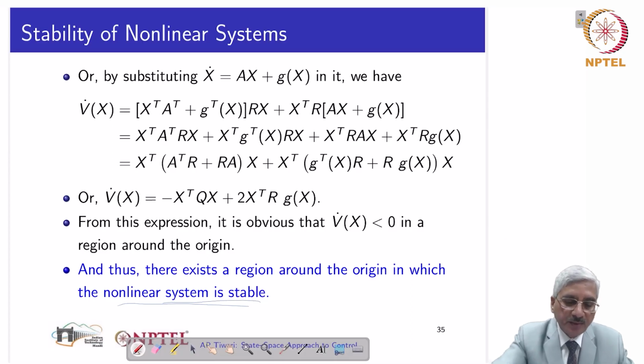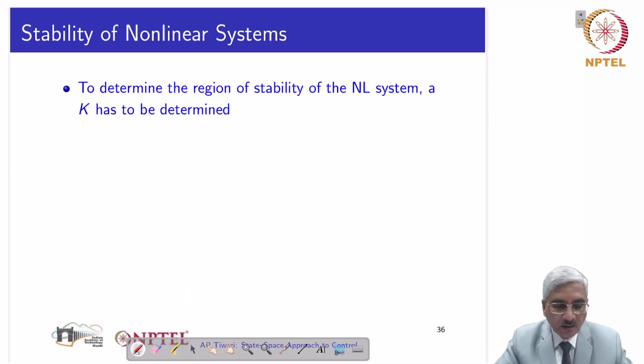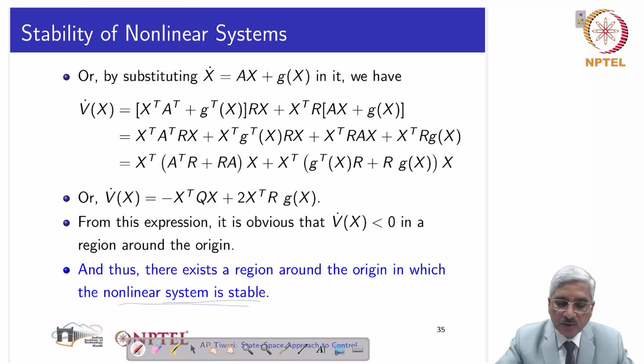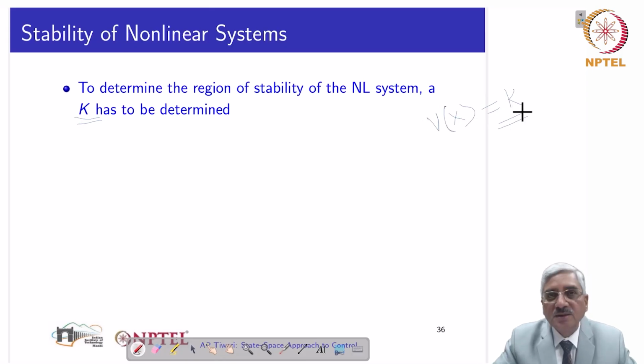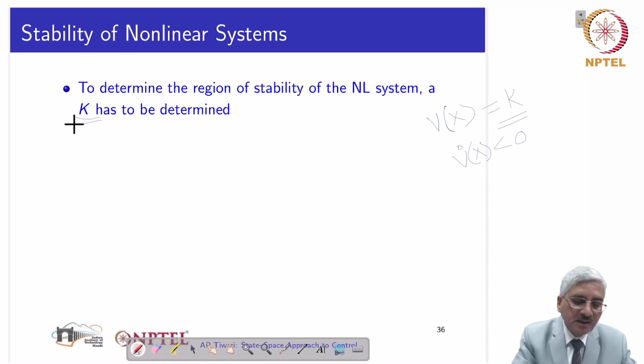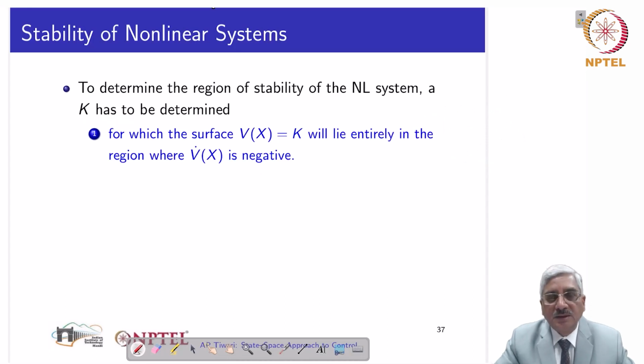We take a small example. Okay, before we go to the example, this x transpose Rx is represented as Vx. So the region Vx less than or equal to K, in which V dot x will be less than 0, has to be determined, and so we have to determine the K, the radius of that sphere x transpose Rx.